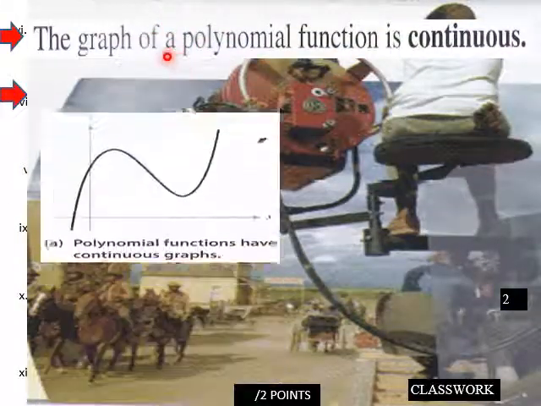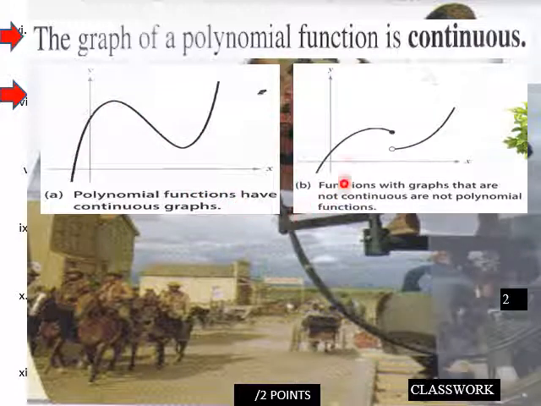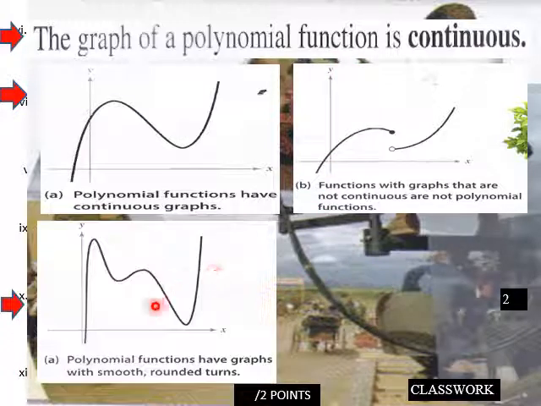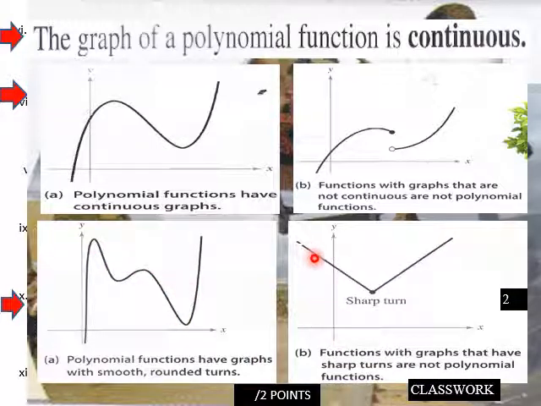The graph of a polynomial function is continuous, meaning that when you sketch it, your pencil won't leave the paper. So that would be continuous. This is not a continuous function. It has a gap in your function, so it is not a polynomial function. And polynomials have smooth curves, and they won't have this. This looks like an absolute value function, possibly.